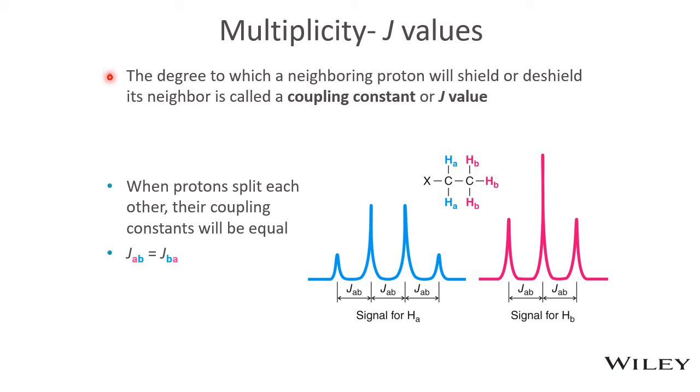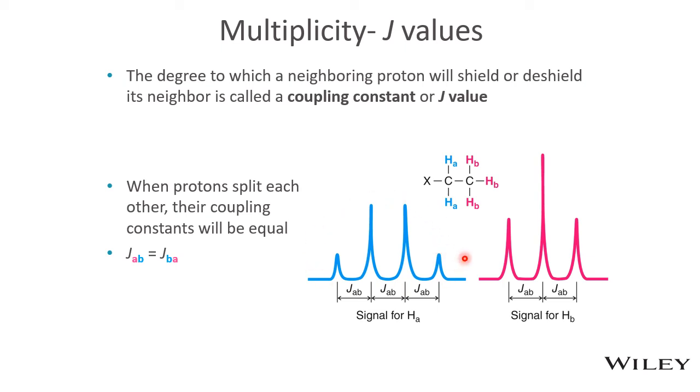So pretty much the J value or multiplicity measures the degree to which a neighboring proton will shield or deshield its neighbor. Now when protons split each other, their coupling constants will be equal, and the coupling constant is another term for J value. So in this example, HA is neighbors with HB. HA will cause splitting for HB, and HB will cause splitting for HA. Because these two are splitting one another, if we were to measure the distance between each of these splits, we would find that they would be exactly the same.